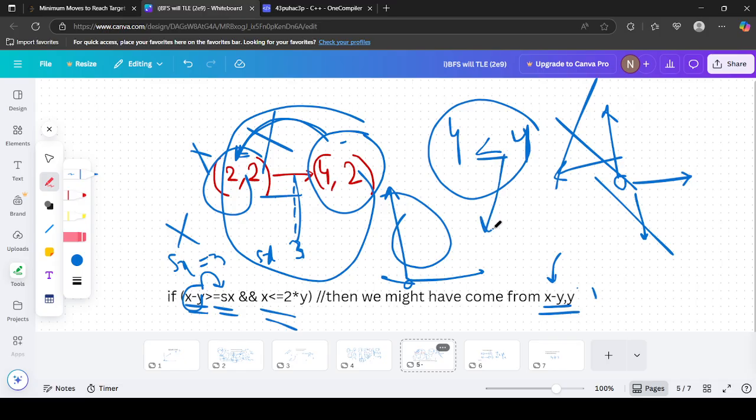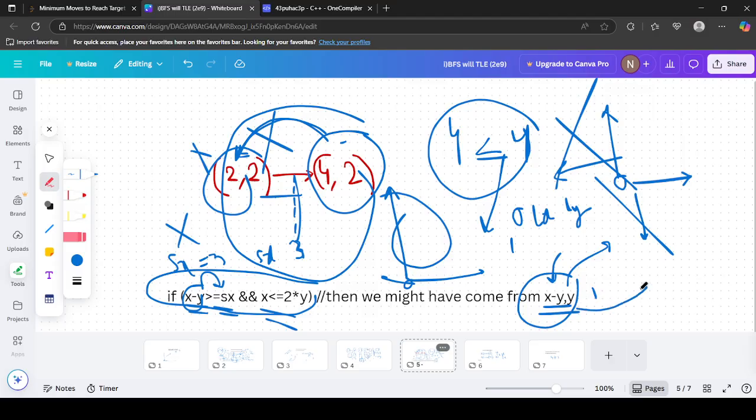So initially the answer is 0 for tx and ty, and gradually we find the options and we will increase d, and we will insert into the q, and also we will find the unique hash function for that pair, and we will insert it in the visited set to find whether it is visited in future iterations. So if this is the case, then yes, we might have come from x minus y and y. So if this is the case, insert the hash function into the visited set, and also insert into the queue. So are there any other conditions to check?